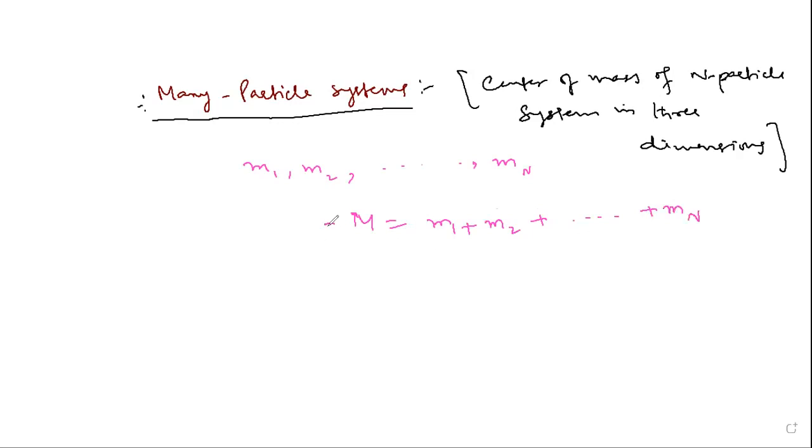So this is my total mass of the system, right? Now I can write this total mass in compact form: summation m subscript small n, where small n runs from 1 to capital N, right?